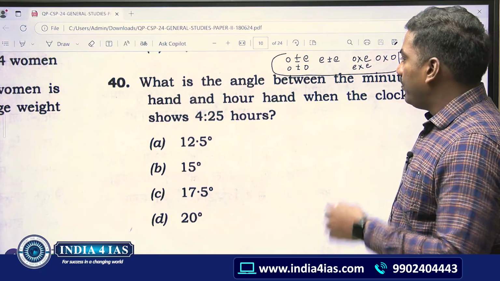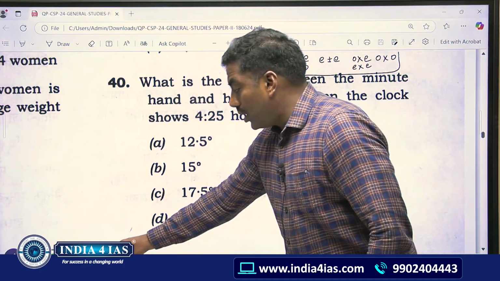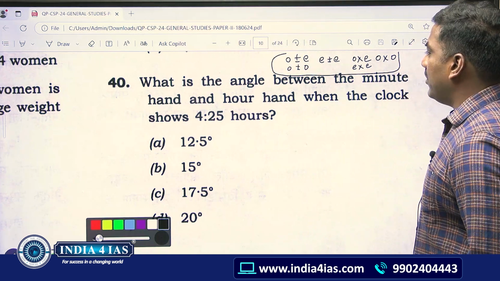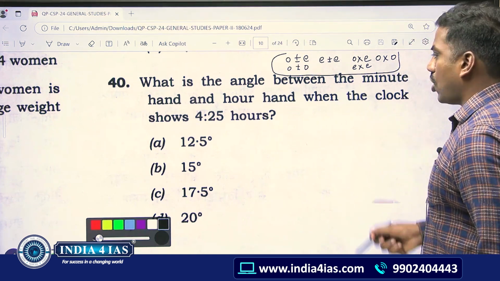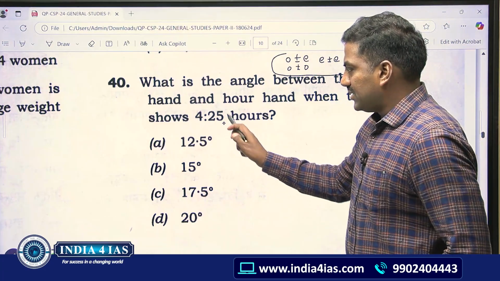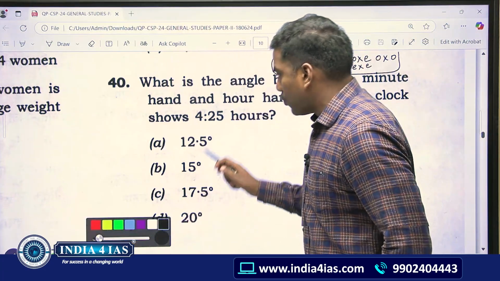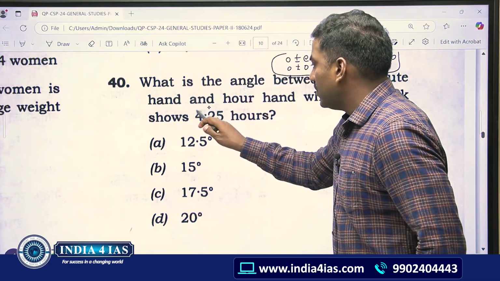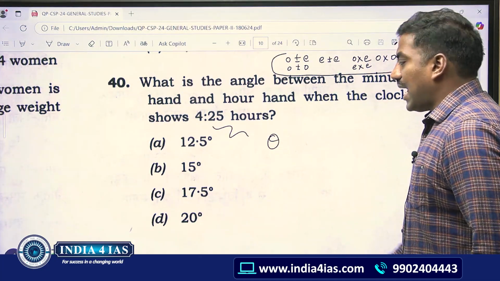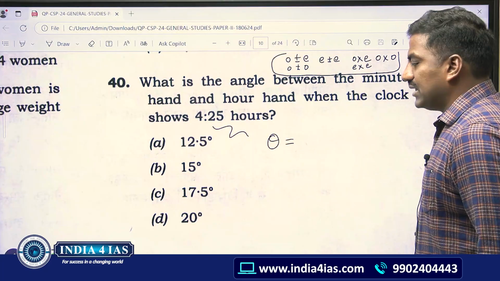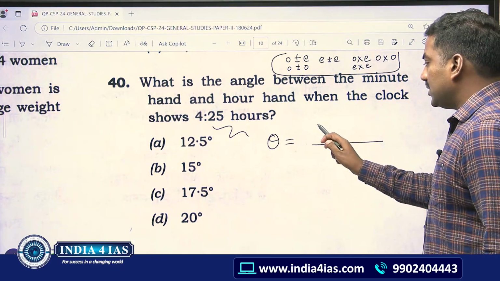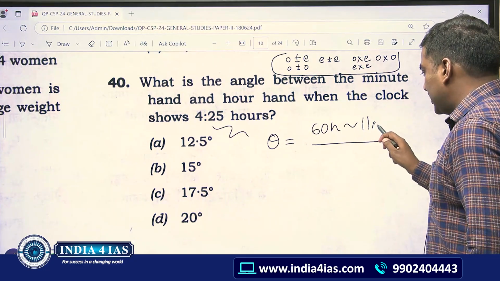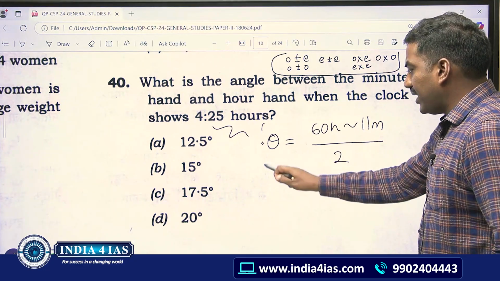Okay. Now, again, this is a problem on clocks. What is the angle between the minute hand and hour hand when the clock shows 4:25 hours? So here we have a straightaway shortcut. You can depend upon this particular shortcut anytime. That is, theta is nothing but the angle. This angle is always equal to 60 times the hour minus 11 times the minutes, divided by 2. Write it somewhere and keep it.